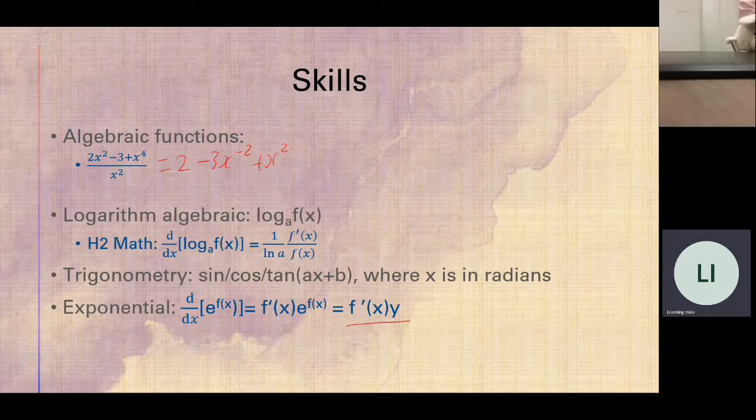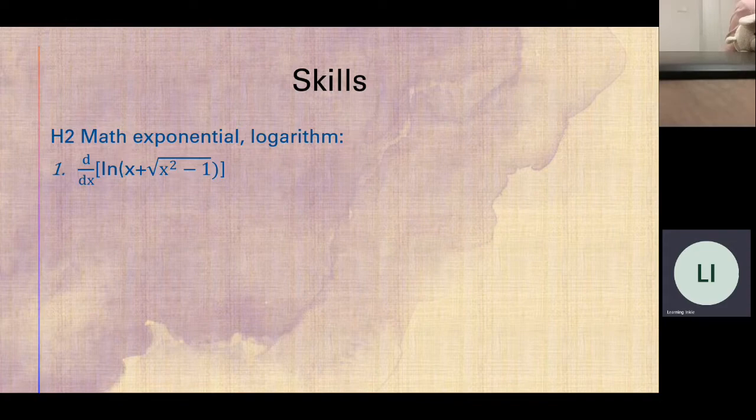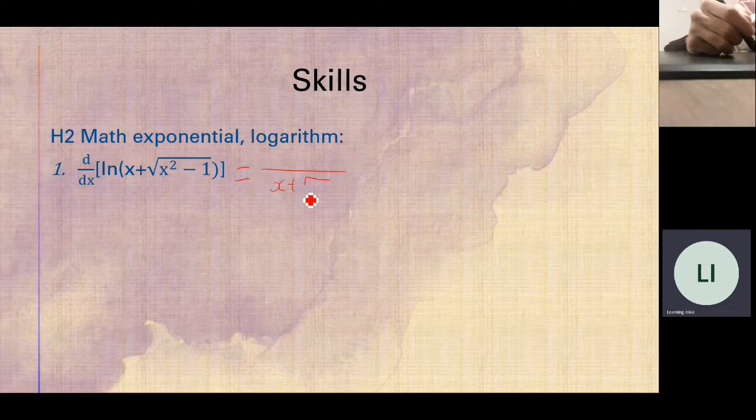For example, d dx of ln x plus root x squared minus 1. So we know that in the natural log, it's simply f prime over f. So what I like to do first is just simply write down the original function. So that'll be in the denominator. And with this, right, you can actually differentiate easily. Because there's something to refer to.